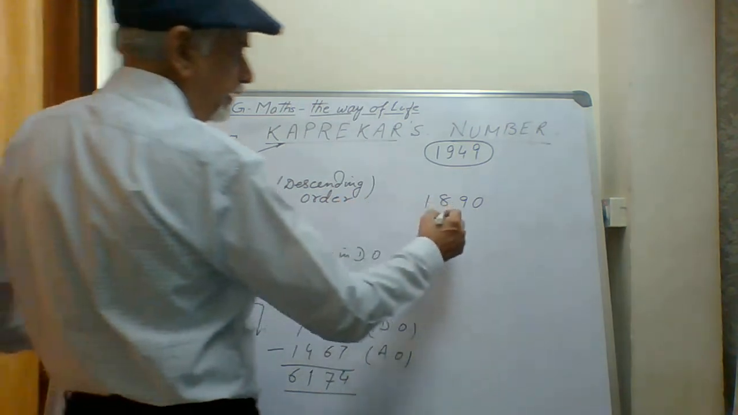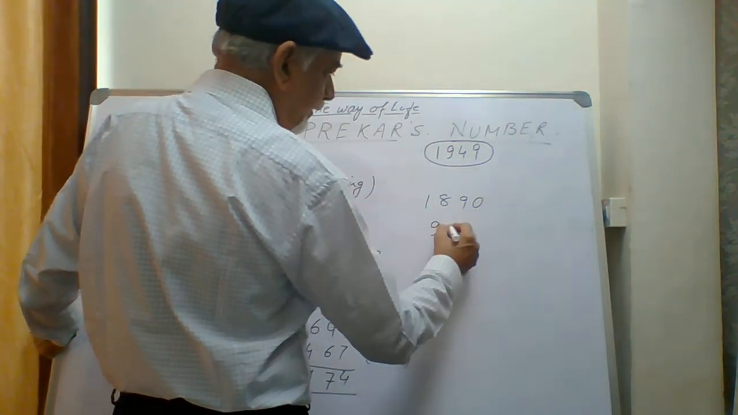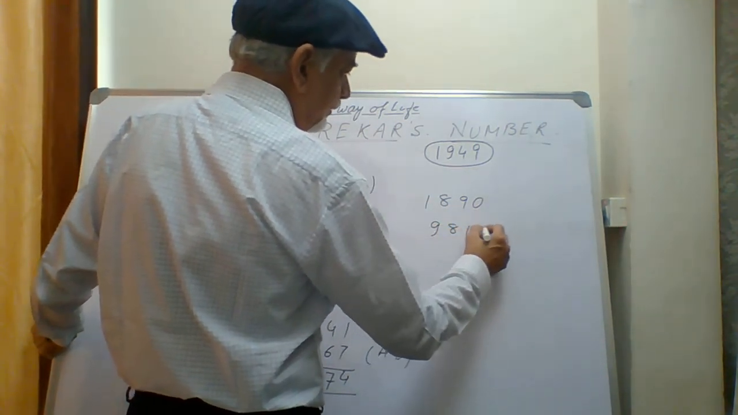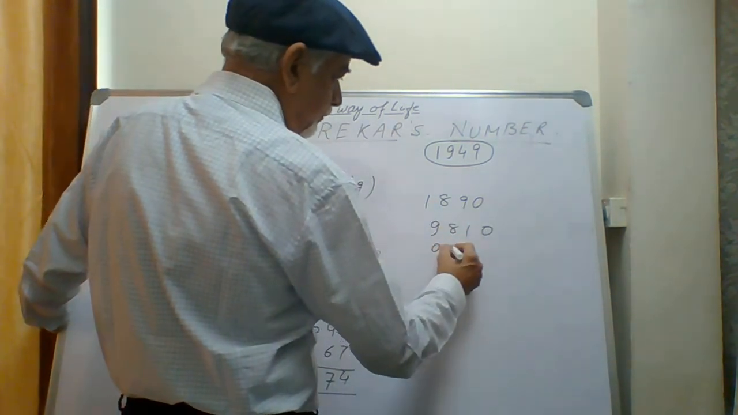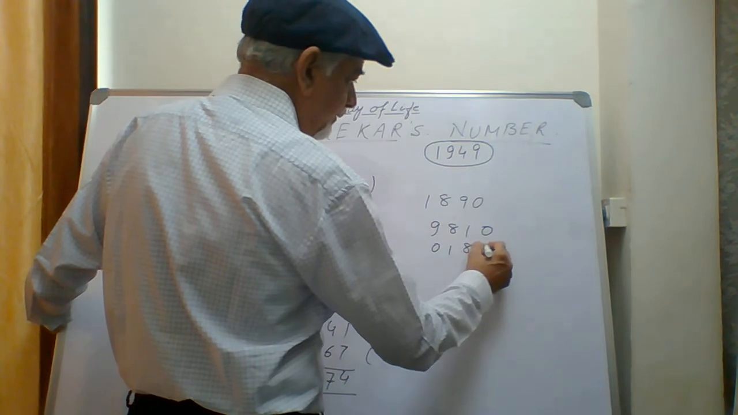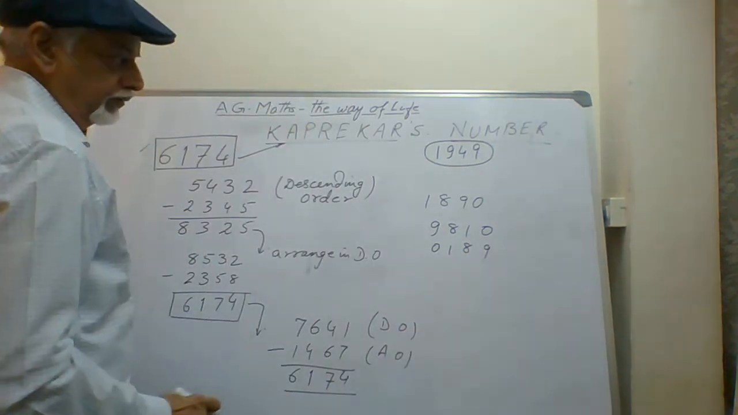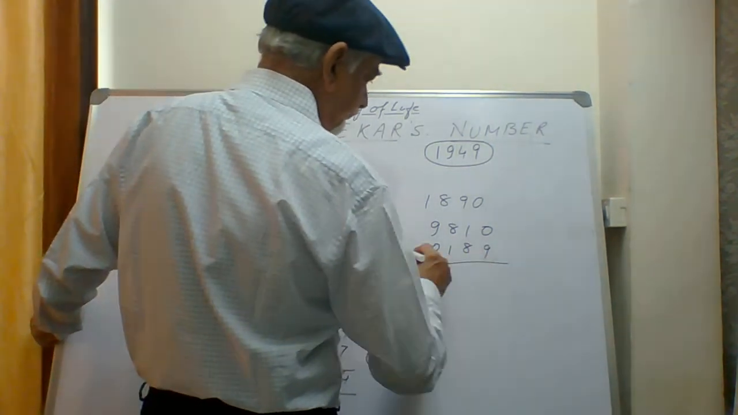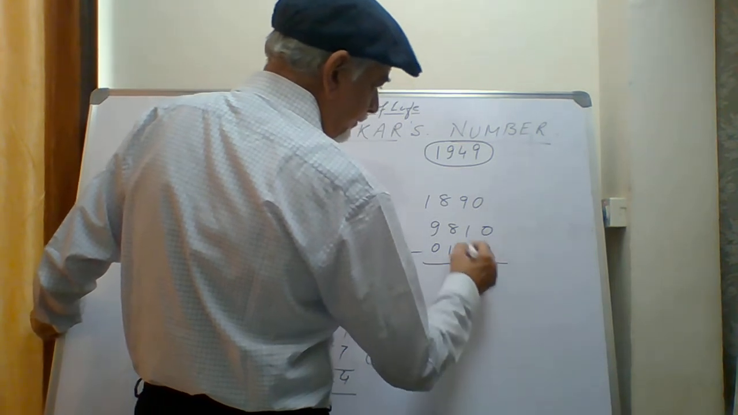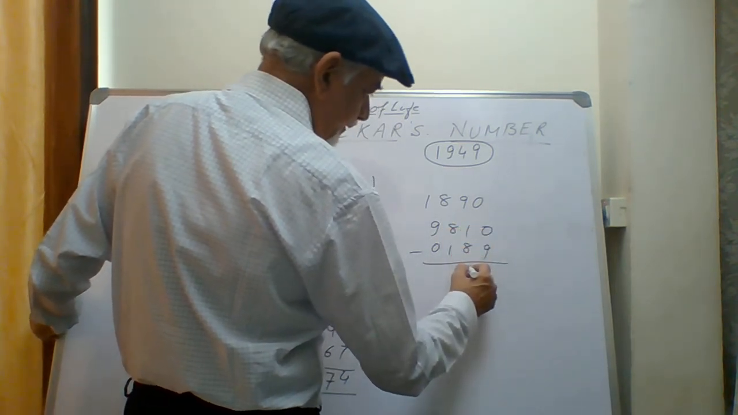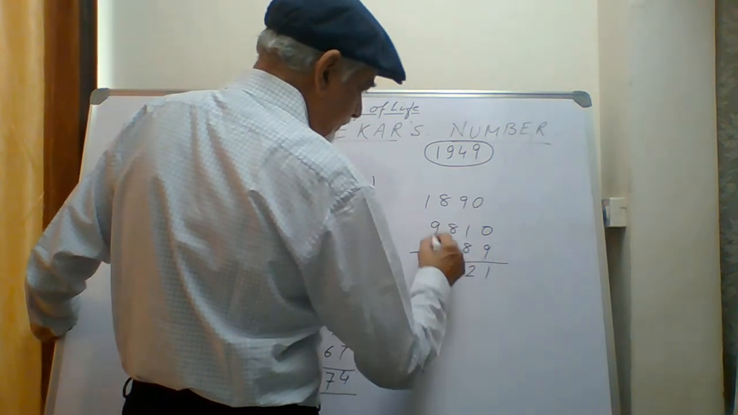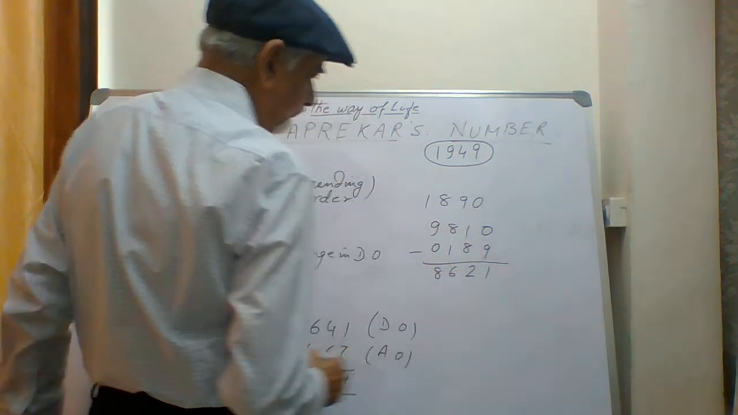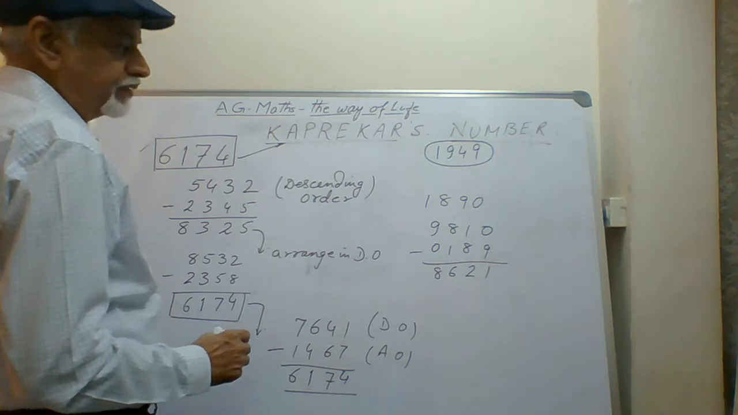Now this is not in order, so you have to write it in ascending order, which is 9810. Then write the other one, 0189. Correct? Then you subtract. 10 minus 9 is 1. 10 minus 8 is 2. 7 minus 1 is 6. And this is 8. So you are getting 8621.